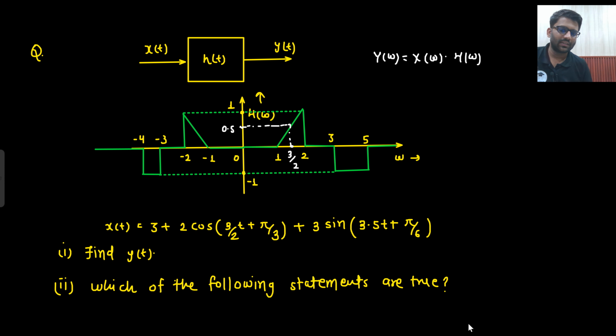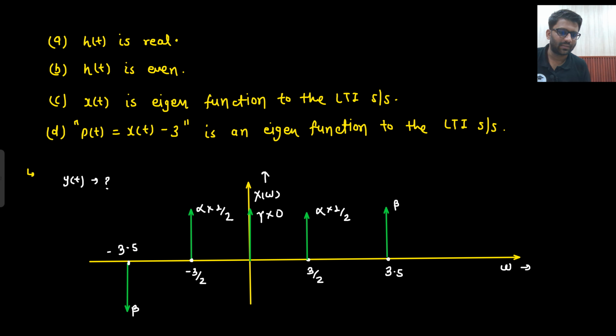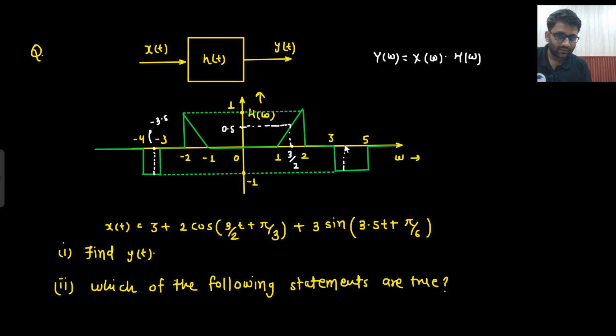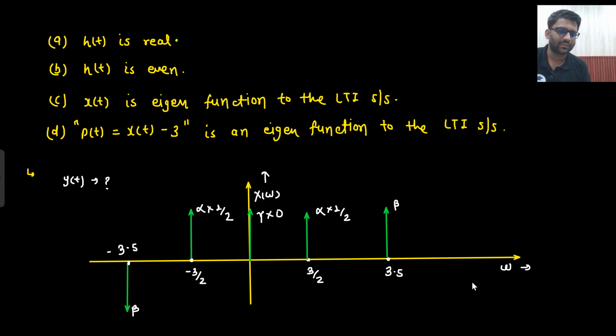And what about this sinusoid? That is at 3.5. So this impulse at 3.5 and at minus 3.5. Sinusoid is there at 3.5 and at minus 3.5. So at 3.5 you are multiplying with minus 1. At minus 3.5 you are multiplying with minus 1. So this impulse will be multiplied with minus 1 and this will also be multiplied with minus 1. That means DC will be multiplied with 0.